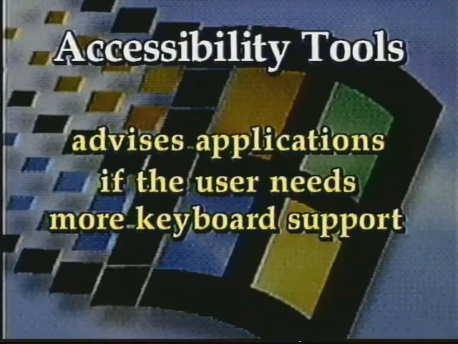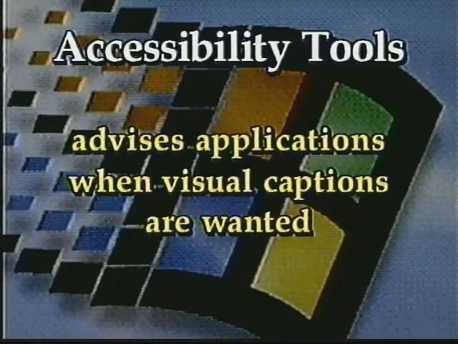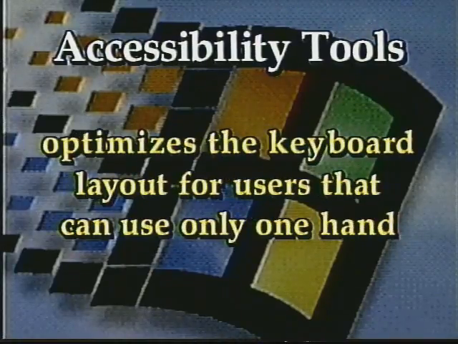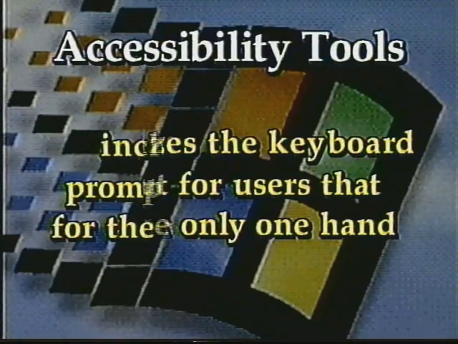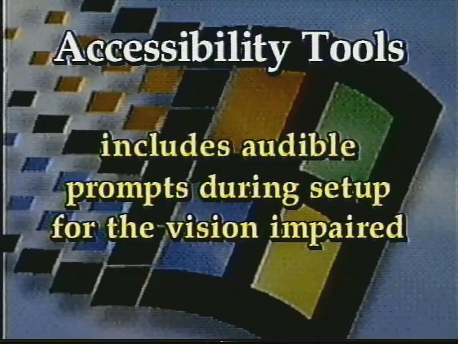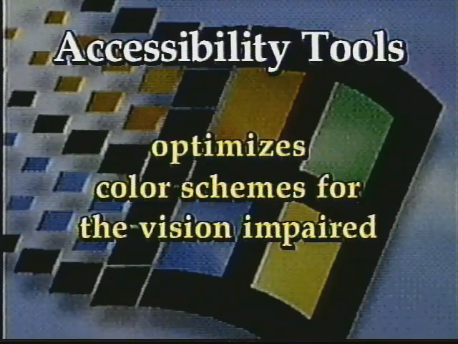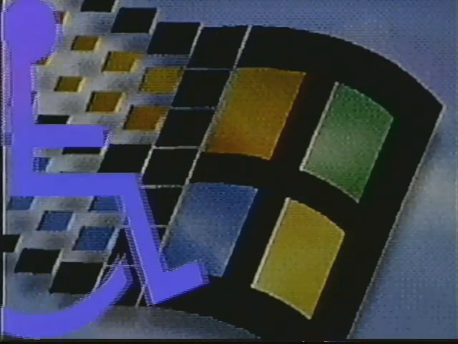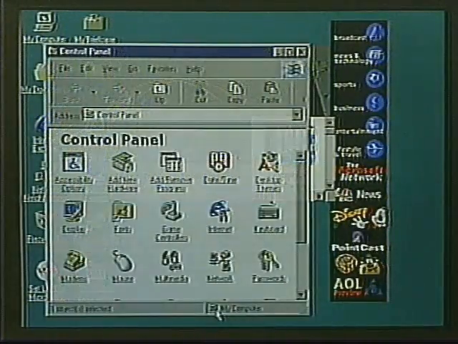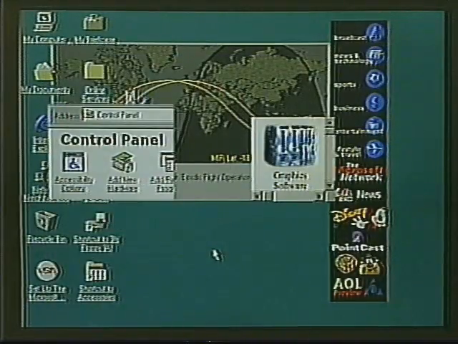advising applications when the user needs additional keyboard support because the user has difficulty using a mouse, advising applications when the user wants visual captions displayed for speech or other sounds, optimizing keyboard layouts for users who cannot use both hands to type, including audible prompts during setup for users with vision impairments, and optimizing color schemes for users with visual impairments. All these accessibility features are adjusted through the Accessibility Options icon in the control panel.